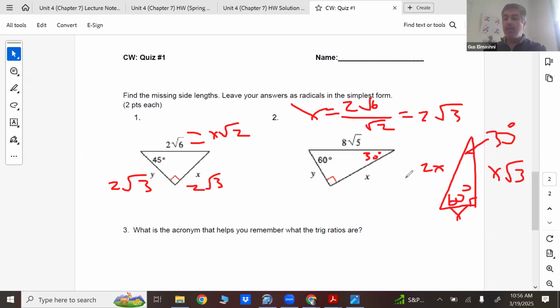For today. So what does y have to be? It has to be half, right? 4 root 5. And then what is x gonna be? 4 root 5 times root 3. And what happens if you multiply root 5 by root 3? Root 15. They're both prime numbers, so you can combine like that. You don't have to simplify afterwards.